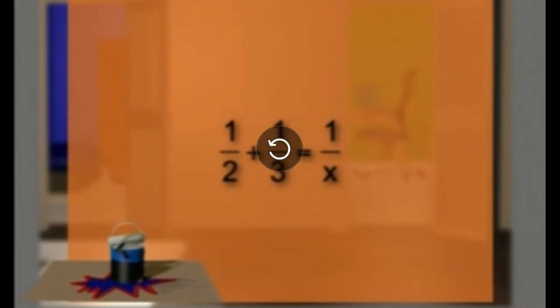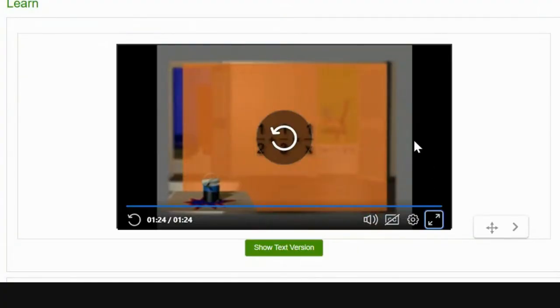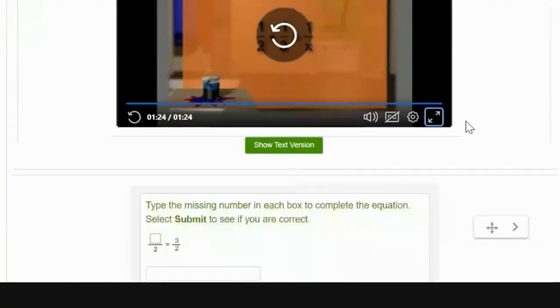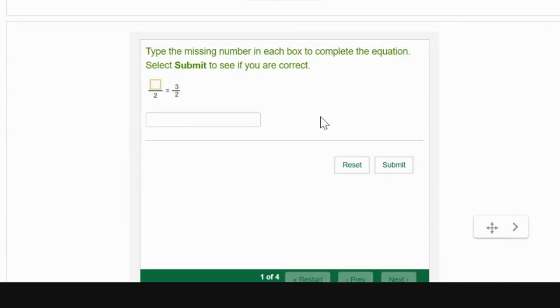All right. So it has introduced our lesson with this little real life type situation where they're trying to paint a room. Let's go down here and see what we got. Type the missing number in each box to complete the equation. All right, let's start our notes.